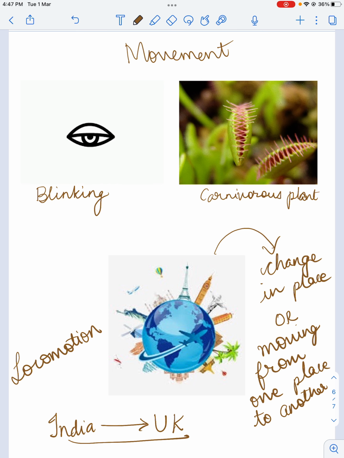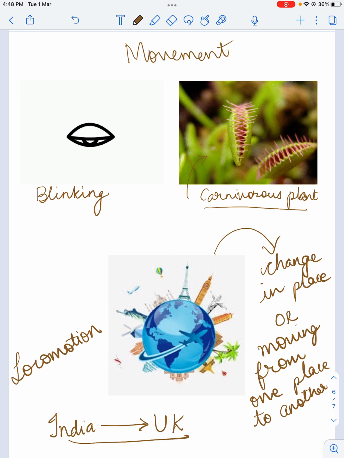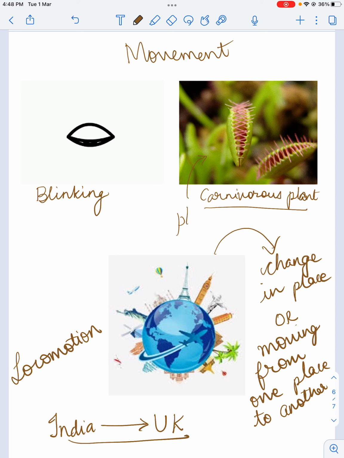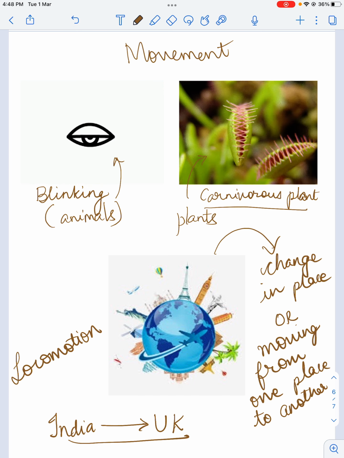Okay, so here, as you can see, the leaves are moving. They are closing in when something touches the inner surface of the leaf. So this is a movement exhibited by plants. Animals also exhibit movement. It can be as simple as blinking of an eye, or movement of your hand away from the body, or movement of your fingers while you're writing. These are all examples of movement in animals.